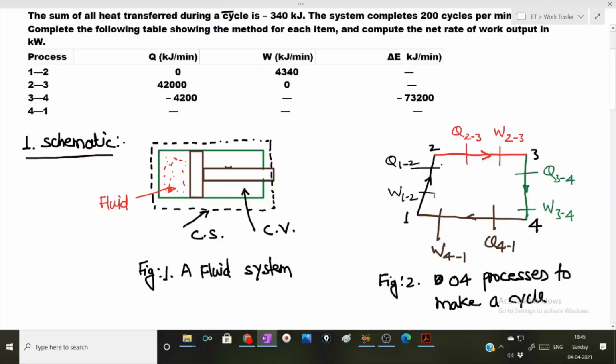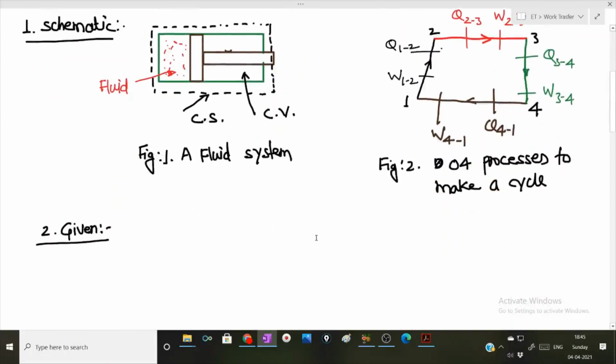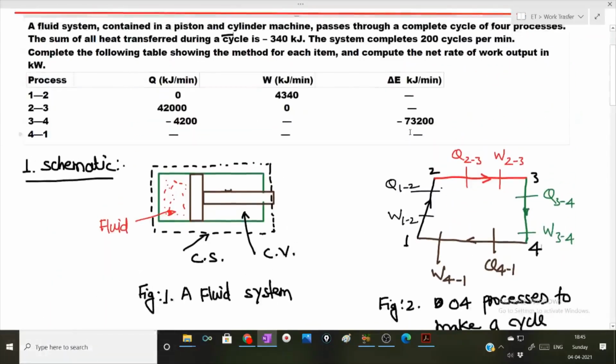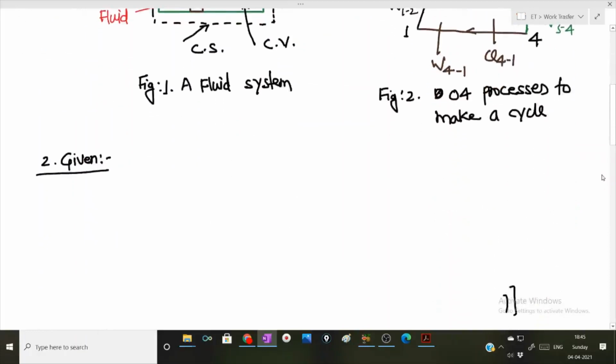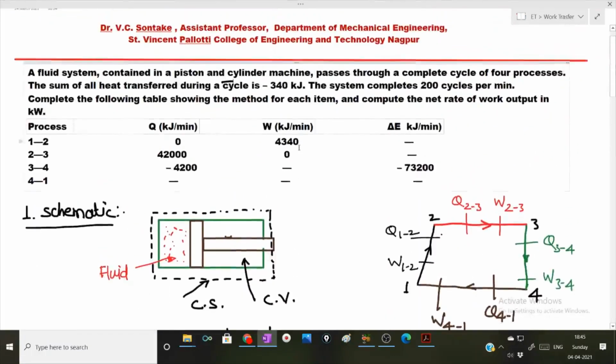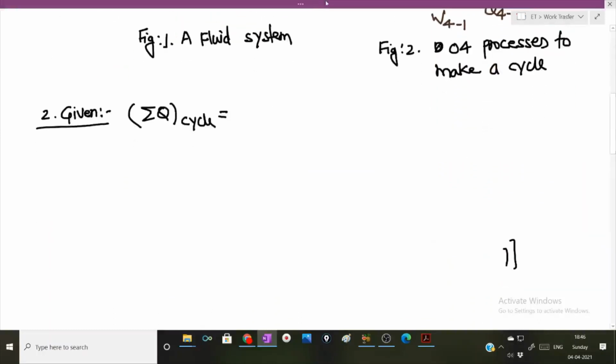After drawing the required schematic, let us enlist all the given things. As is clear from the problem statement, the sum of all heat transferred during a cycle is minus 340 kilojoule. That means symbolically I can say it is summation of Q in a cycle, and it is given as minus 340 kilojoule.